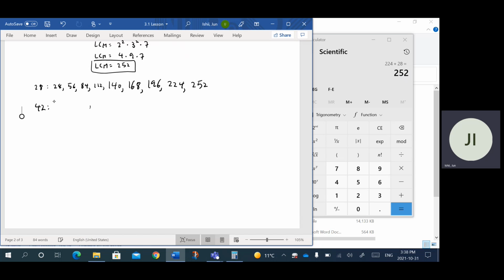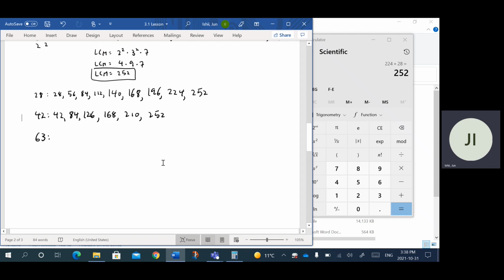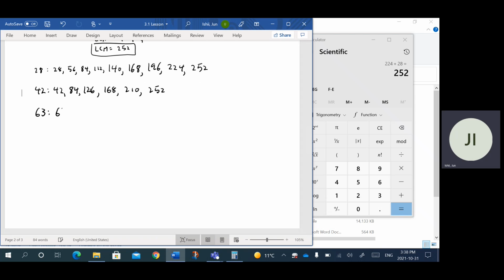Now the multiples of 42: 42, 84, 126, I'm trying to do this in my head, 168, 210, and 252. And the last number there was 63. So the multiples of 63 are 63, 126, 189, and 252.